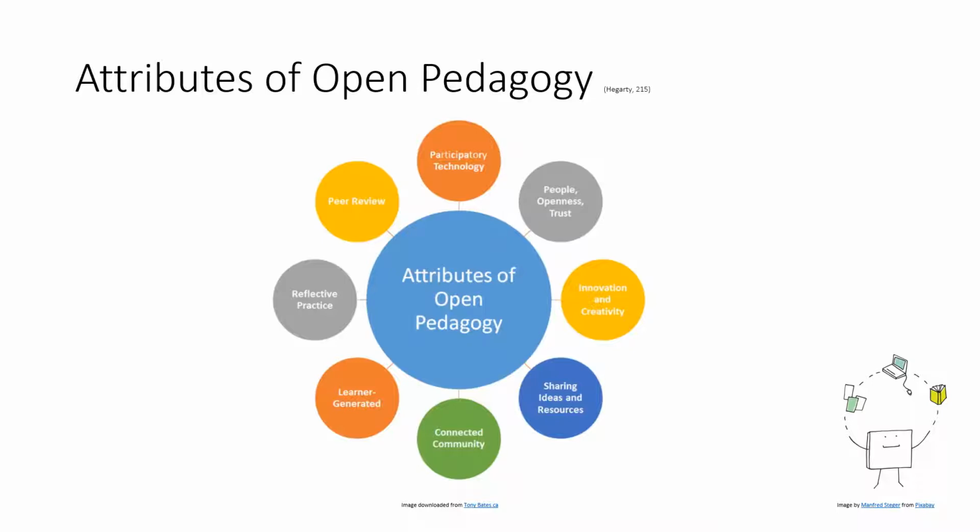Of course, attributes of open pedagogy, it's learner generated, it's learner created, learner supported. It involves reflective practice, and it involves peer review. And if you read into this in the Hegarty paper specifically, and you can even see in this diagram, a lot of these things sort of blend together. Obviously they all work together, and within open and trust in people, that kind of goes hand in hand with learner generated and peer review, for example. So it's a little fluid, but you can also tease out these attributes sort of discreetly as well.